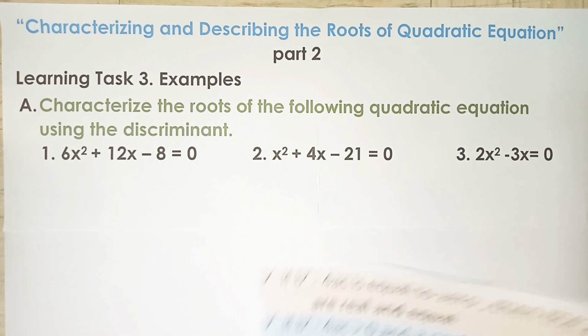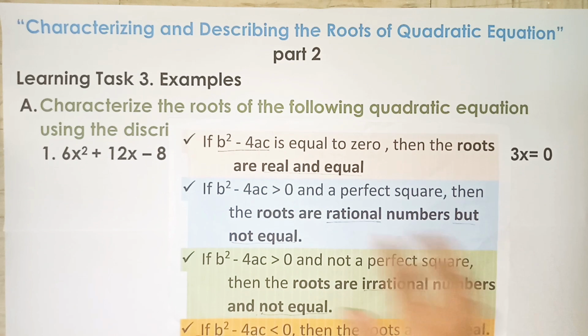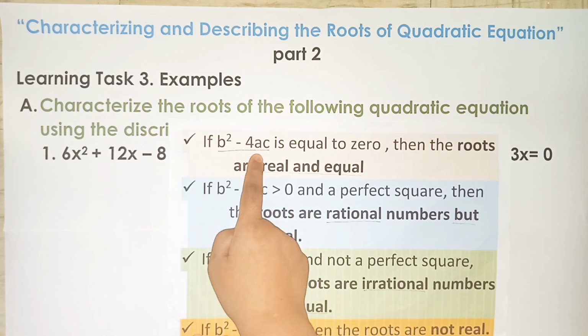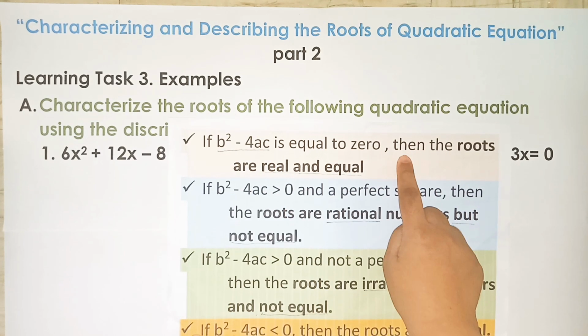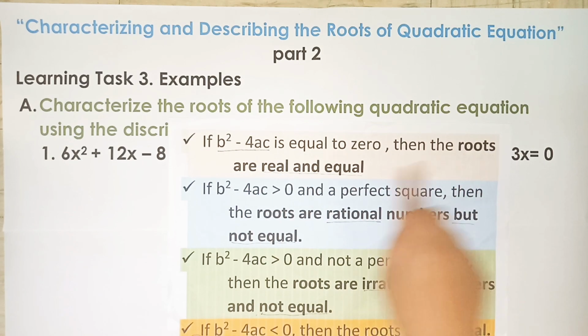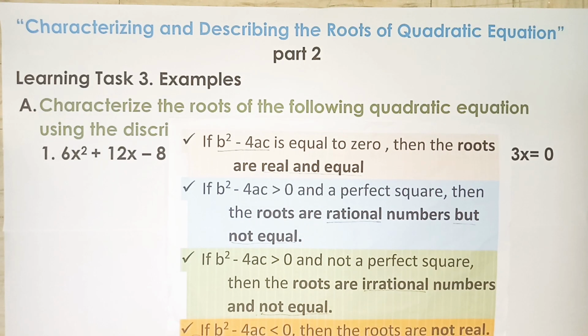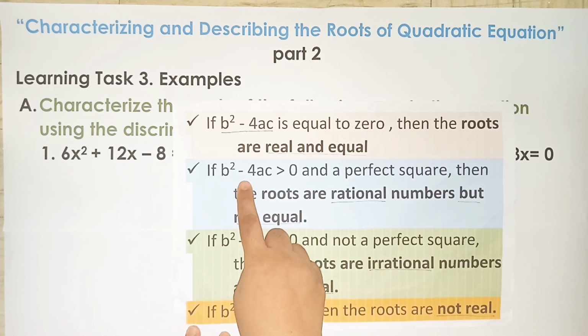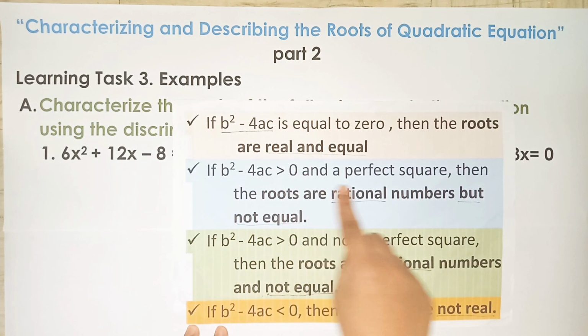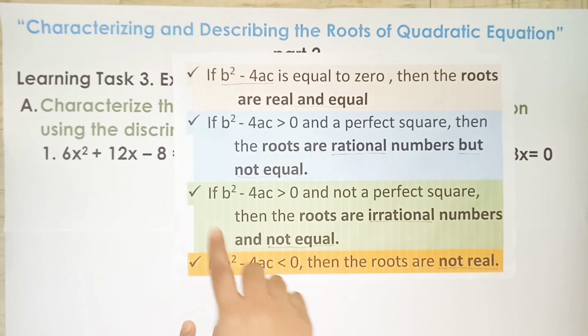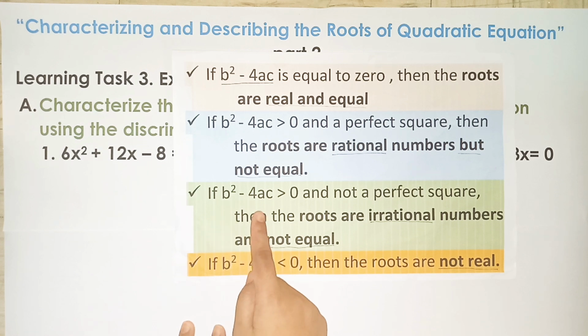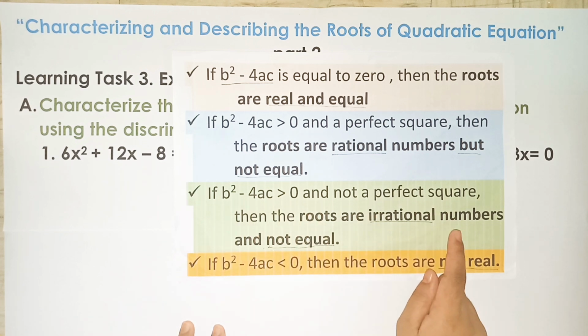So, let's have a review first. If you still remember this, the characteristic of the roots: if b squared minus 4ac is equal to 0, the characteristic of the roots are real and equal. Second, if b squared minus 4ac is greater than 0 and a perfect square, then the roots are rational numbers but not equal. And the third one, if b squared minus 4ac is greater than 0 and not a perfect square, then the roots are irrational numbers and not equal.